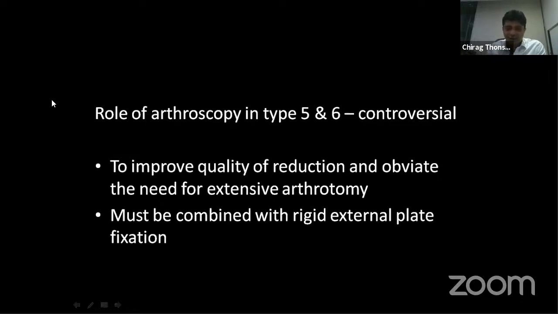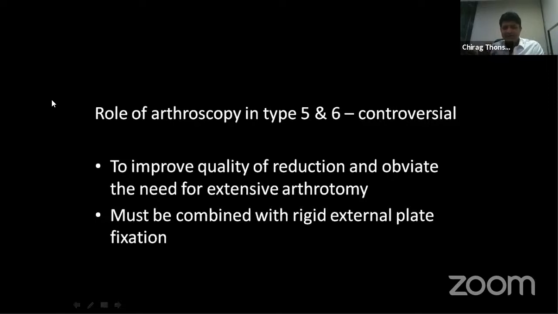It was not very successful during those days, probably because of the lack of clear indications or the lack of advanced instrumentation, which could be why it did not pick up the pace it should have for the kind of innovations they had. Now, the role of arthroscopy is very limited in type 5 and type 6 fractures, and this is very controversial. By and large, what I'm going to talk about, percutaneous fixation or arthroscopic elevation, is restricted to type 1, type 2, or type 3 fractures.